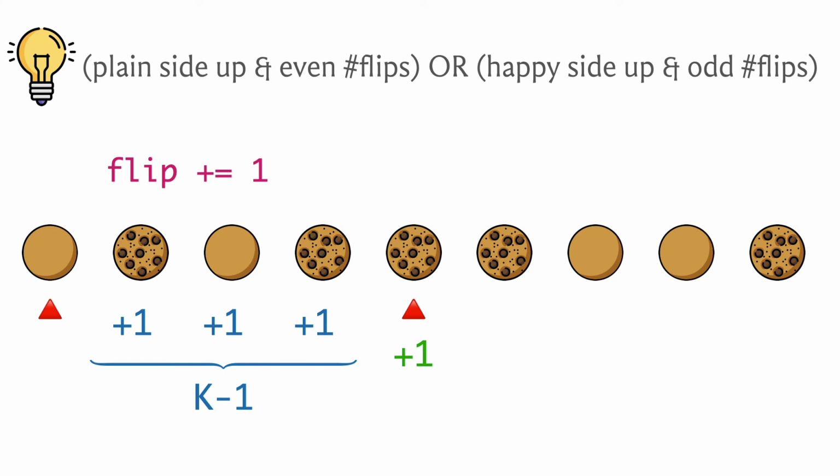On the other hand, suppose the cookie was facing the right way to begin with, but now it's experienced an odd number of flips, then you are in trouble because you have actually broken something that was correct in the beginning.